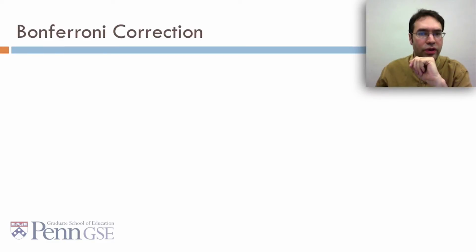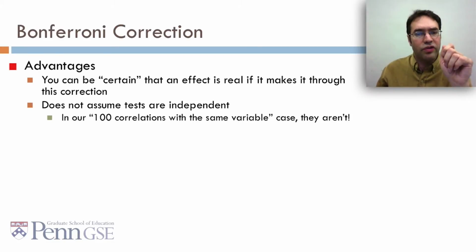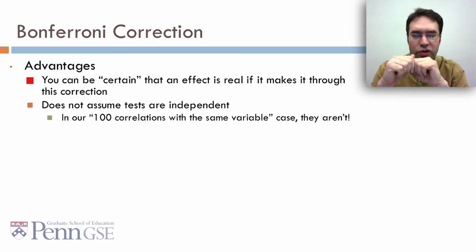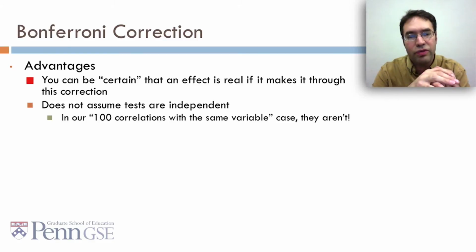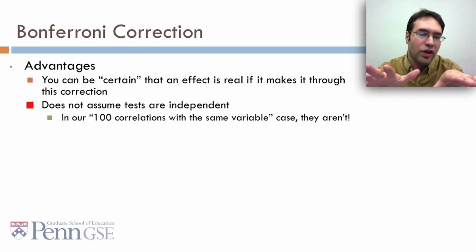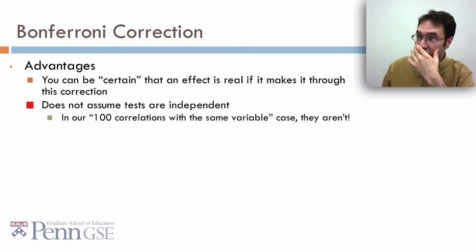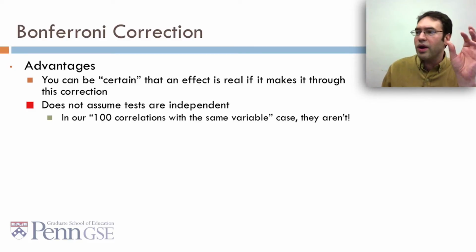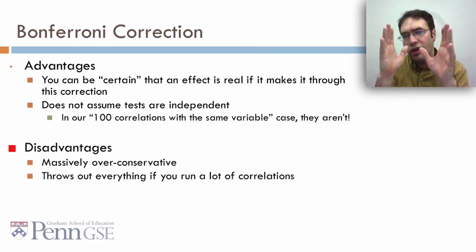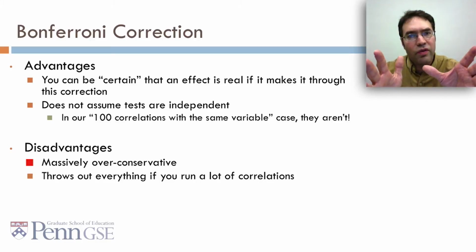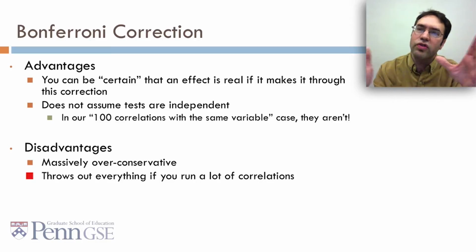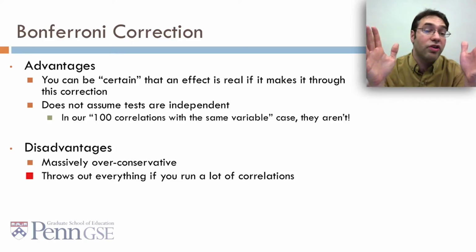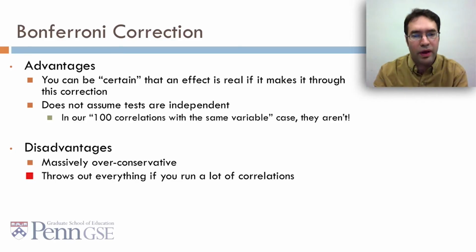Now let's talk about the Bonferroni correction. There are some advantages. First of all, you can be certain, so to speak, that an effect is real if it makes it through the correction. And it doesn't assume that tests are independent, which is good. Some variants on Bonferroni that are a little less conservative, still within the FWER paradigm, think that you have to have independent tests. The main disadvantage is it's massively over-conservative. If you do a lot of correlations, it's going to throw everything out, and a lot of genuine effects will just go into the wastebasket.